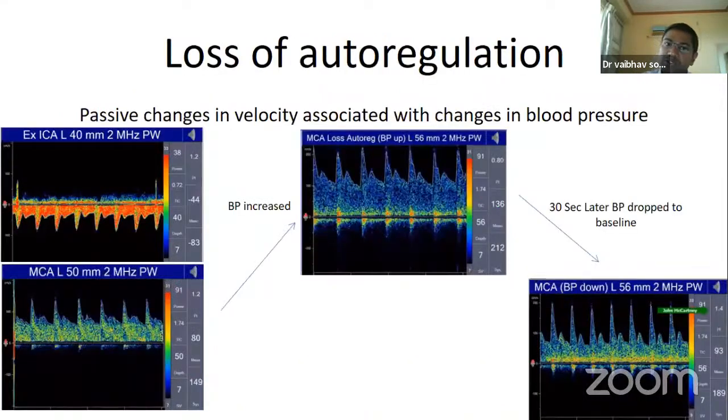Now, if the patient comes to us with loss of autoregulation, in that case, as soon as the BP increases, the mean flow velocity will also increase. And as soon as the BP decreases, the mean flow velocity will also decrease. So if the patient is having some sympathetic surge or anxiety while performing this TCD, such a huge variation in the blood pressure will simultaneously reflect on the mean flow velocity. So how will we tackle that?